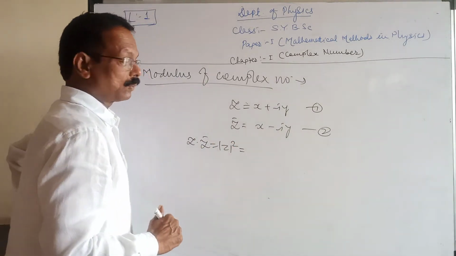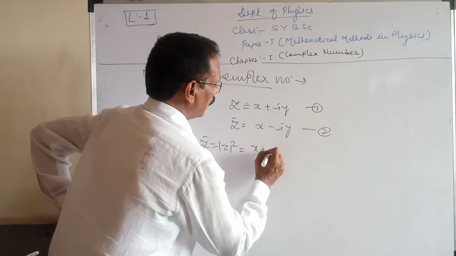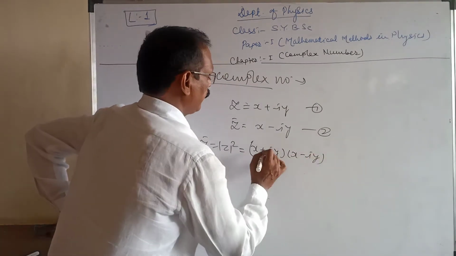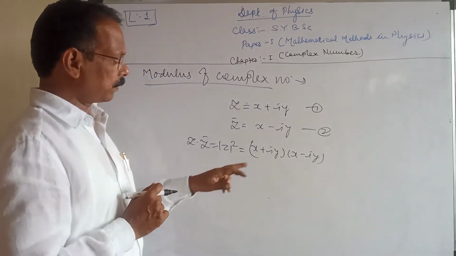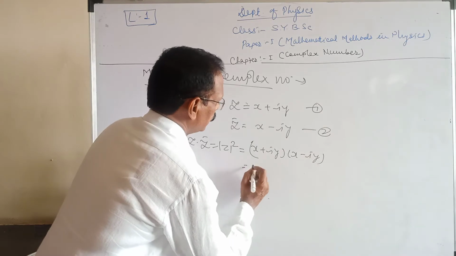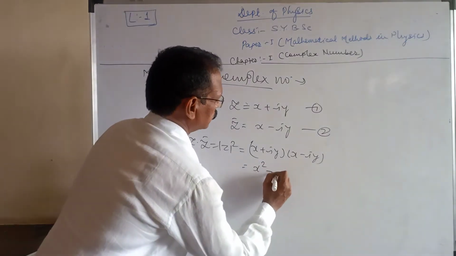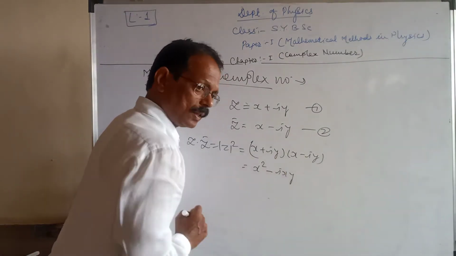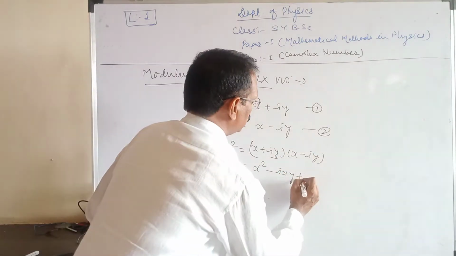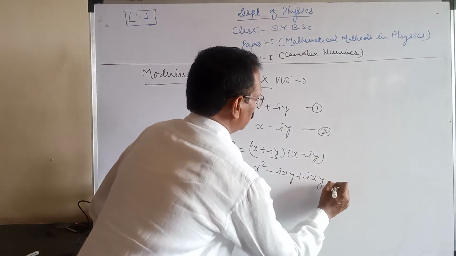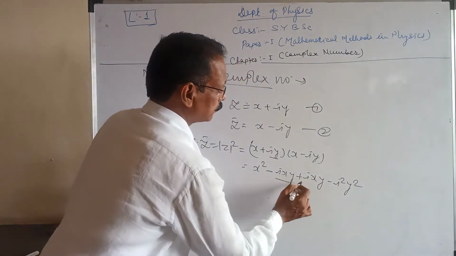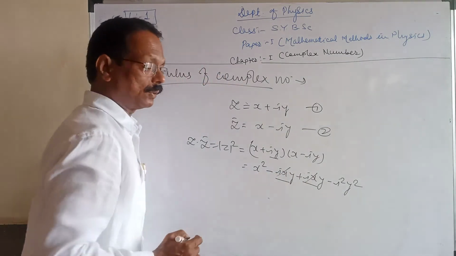So here we have (x + iy)(x - iy). Multiplying by x first, we get x square minus i into xy. Now multiply by the second term: plus i into xy minus i square into y square. Here, plus i into xy and minus i into xy cancel each other.